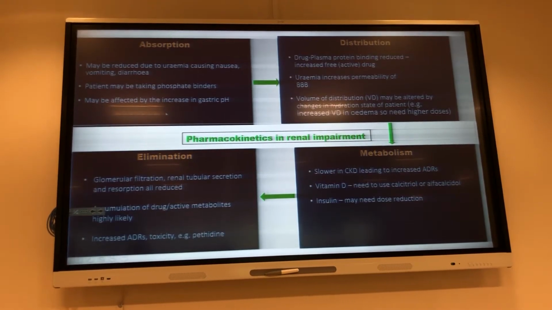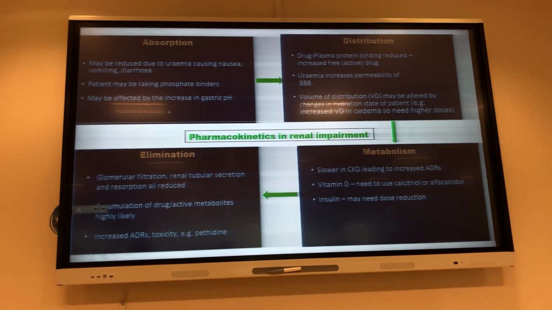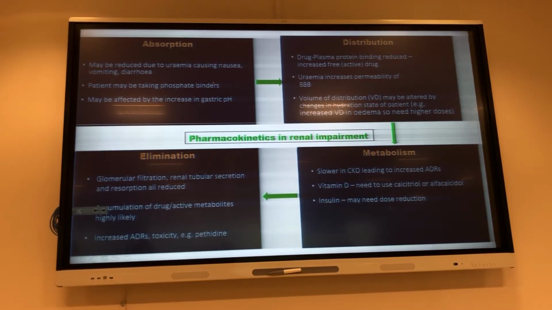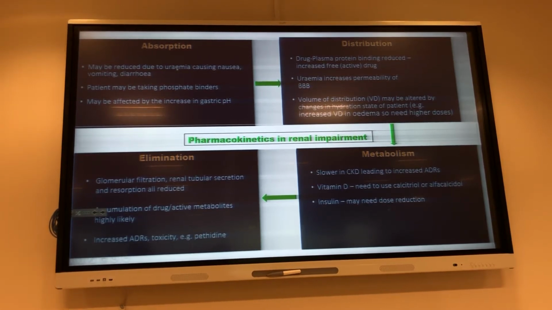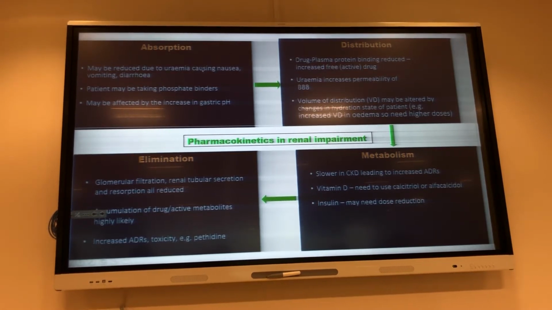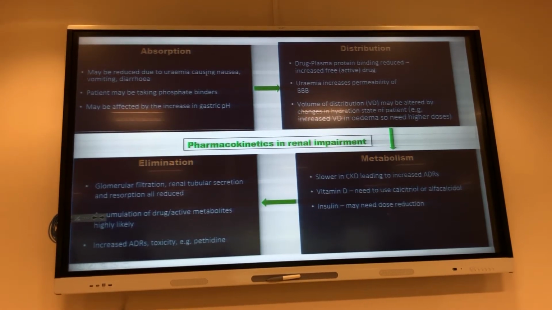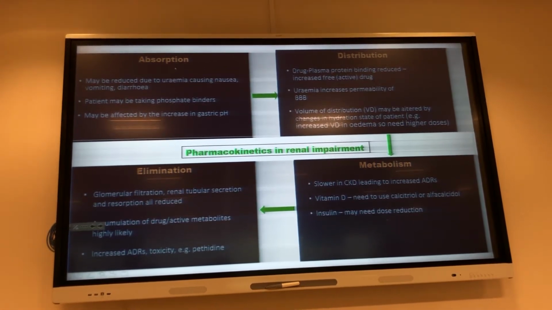The first thing is that you need to understand the four principles of pharmacokinetics: absorption, distribution, metabolism, and elimination. So what happens in each of these compartments in a renal patient? Absorption is dictated mainly by the bioavailability of the drug. For example, furosemide, if given IV, has 100% availability in the circulation. But if it's given orally, only 50% of it is available in the circulation. So this can limit how much drug is actually available.